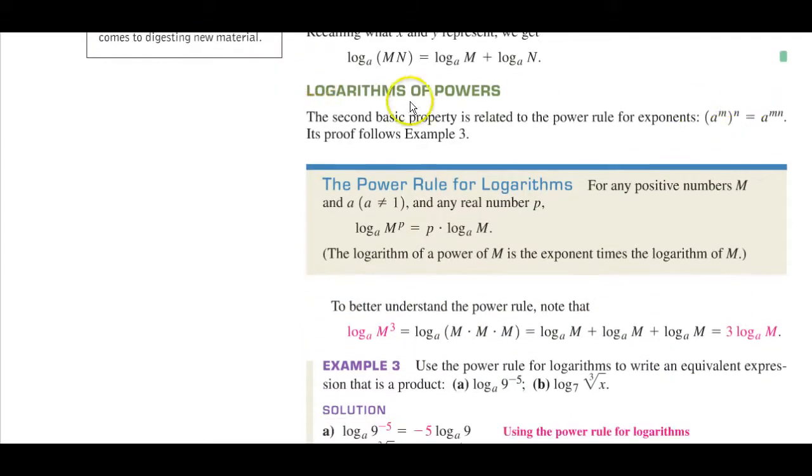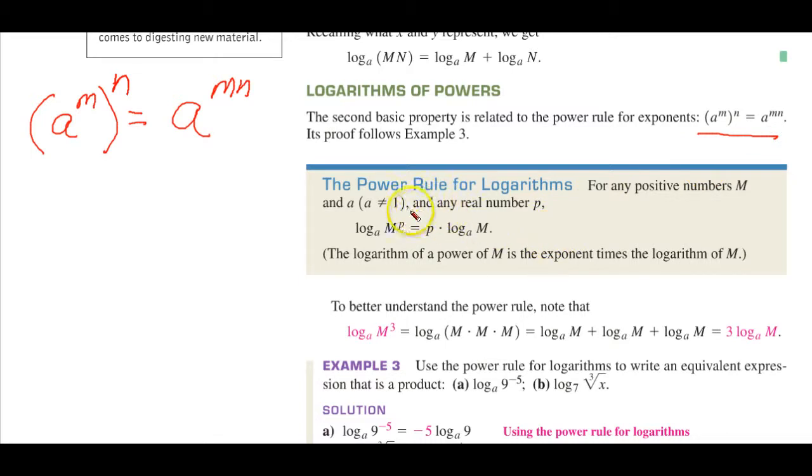Okay, logarithms of powers. Now, again, when we look at this, what are we talking about? Well, if we have a to the m power raised to the nth power, we know that in this case, we don't add, we multiply. So this would become a to the m times n, which is what they are illustrating there.